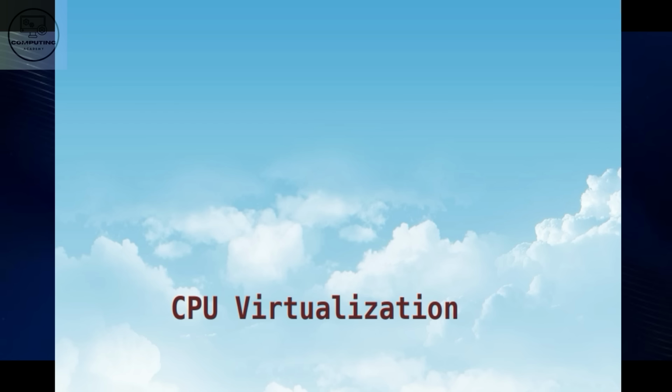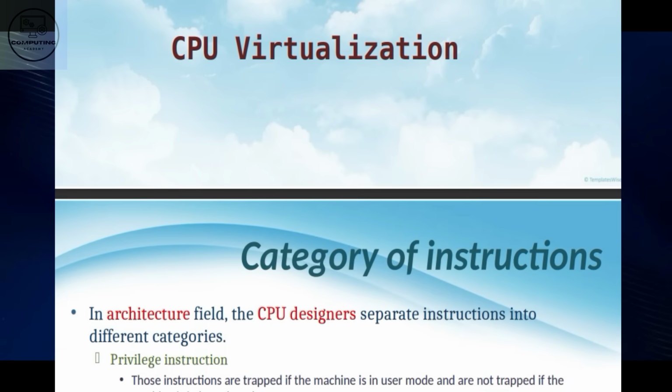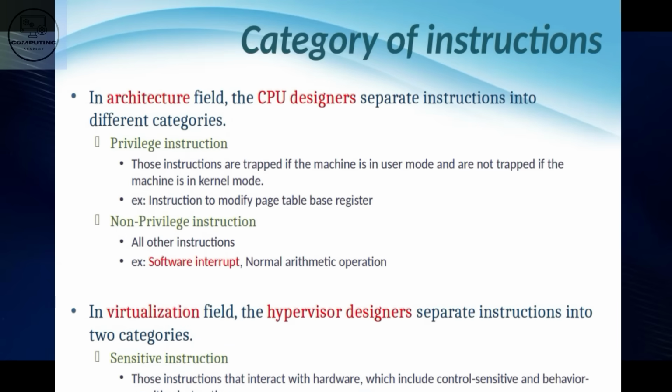Now let's come to our topic. First of all, in CPU virtualization, we will talk about category of instructions. Let's talk about it in detail. In the architecture field, the CPU designers separate instructions into different categories. And what are these different categories? These are privileged instruction, and the second category is non-privileged instruction. Now we will talk about these two categories in detail.